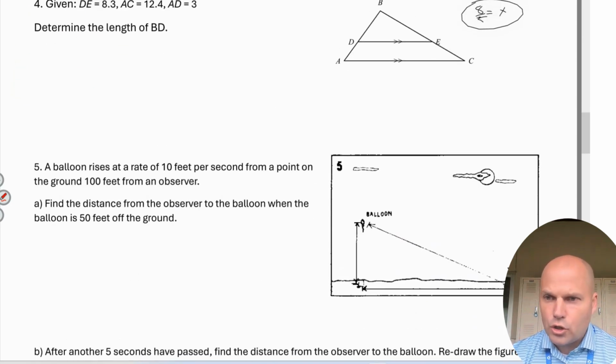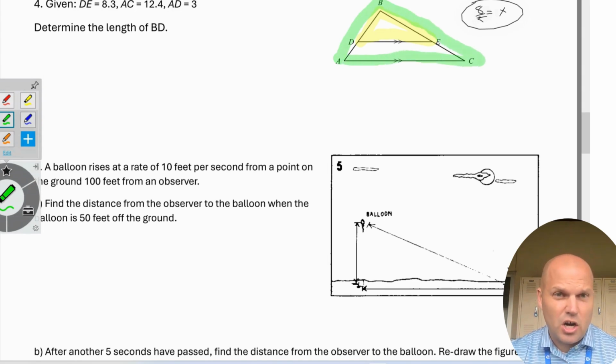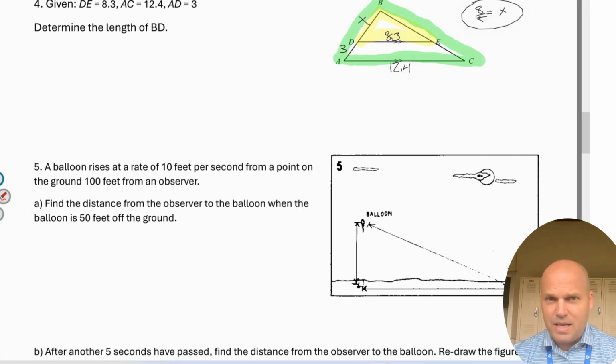So, your turn. Start by understanding the two similar triangles, then labeling the lengths, then drawing the triangles separately so you understand the lengths. We got DE is 8.3. We got AC is 12.4. We have AD is 3. We're trying to find the length of BD, which must be X.